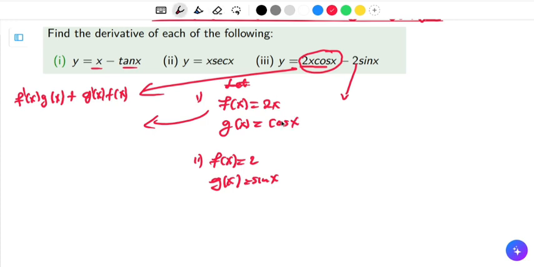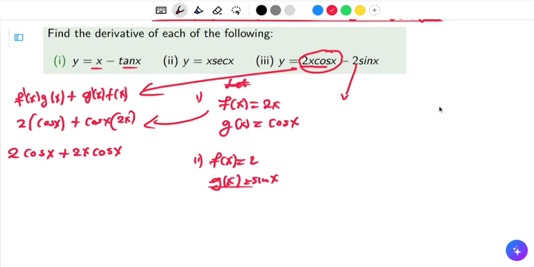Now let's find the values. We are starting with this. What is our f of x? Our f of x there is 2, then multiplied by the g function, which is cos x. Then plus g prime. In this case, we are finding the derivative of sine. What is the derivative of sine? It is cos x. So cos x, then open bracket, f of x. In this case, f of x is 2x. So here I can multiply, then we have 2x cos x.